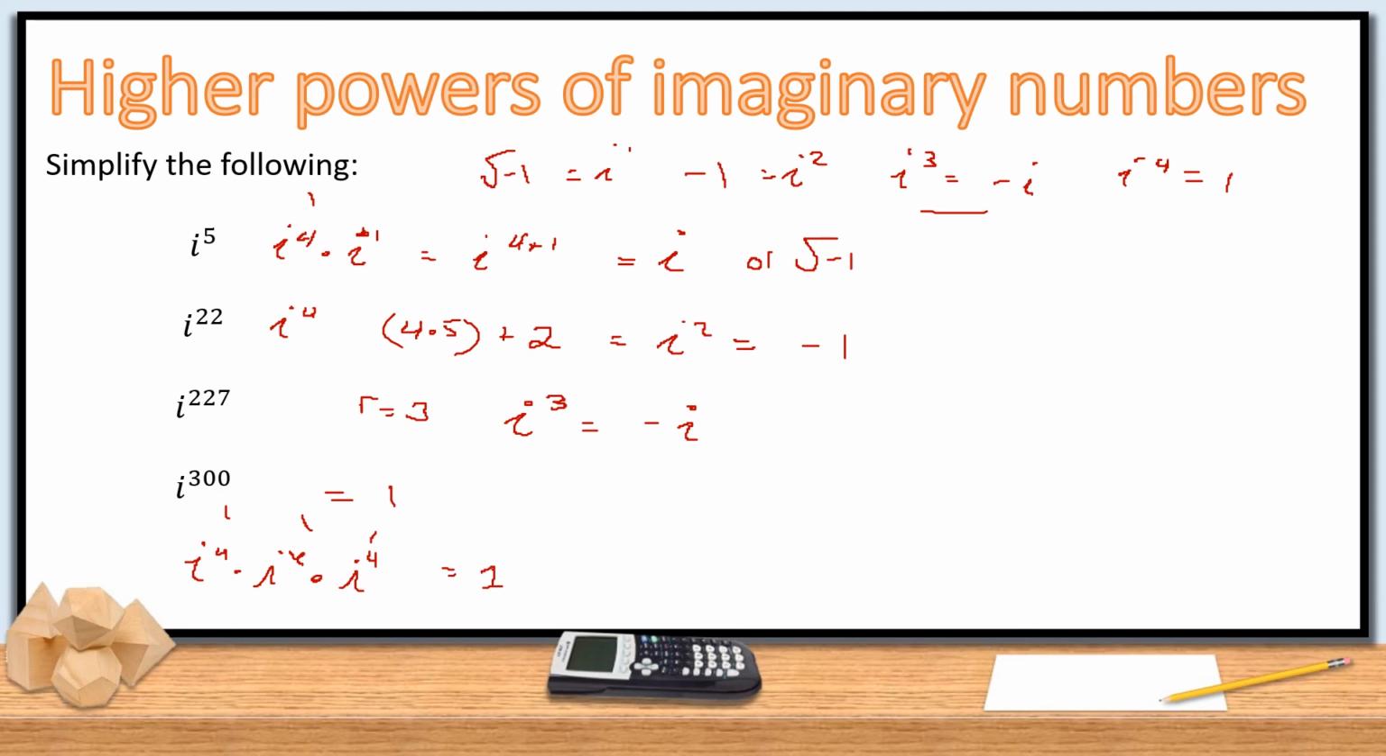So we're simplifying it down. So looking for how many times you can take i to the power of 4 out of it. So subtract it out, and then what's the remainder? That's your goal.